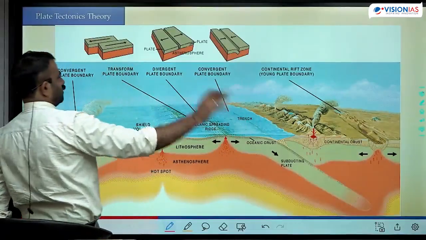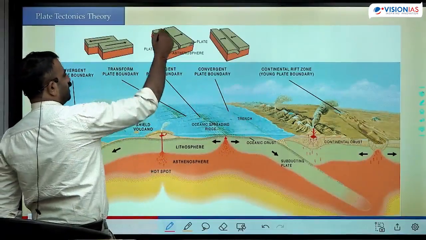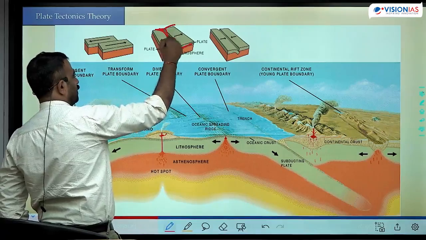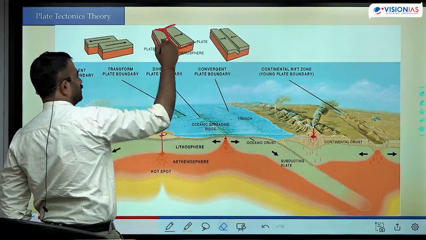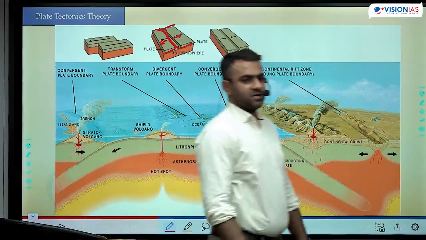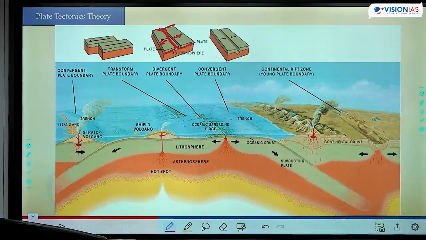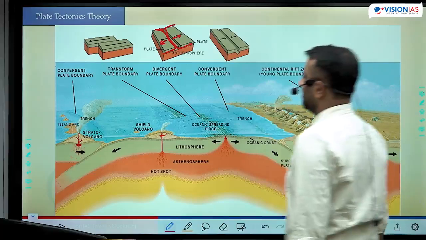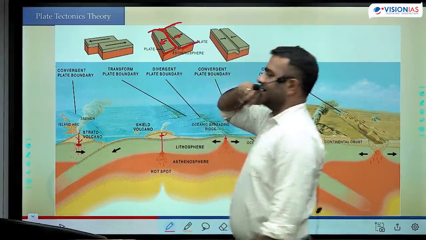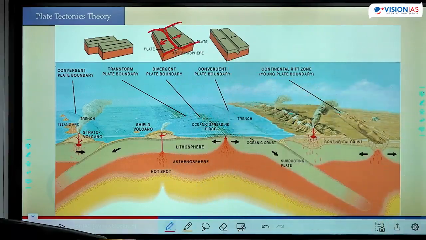Okay, so leave the lower one, look at the upper one. When 2 different parts of the plate interact with other plates, and if there is movement away from each other over there, it is called a divergent plate boundary. 2 parts of the plates moving away from each other. Divergent plate boundary.